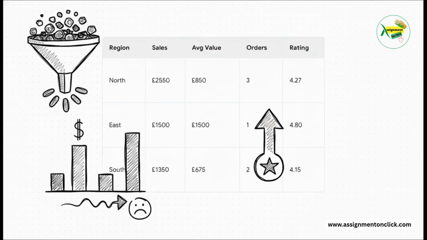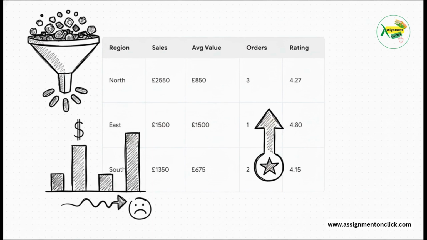And bam, here is the aggregated output from the GroupBy node. I mean, just look at the clarity here. We now have just 3 simple rows, one for each unique region. You can instantly see that the North region totally dominates in total sales volume at 2,550 pounds.